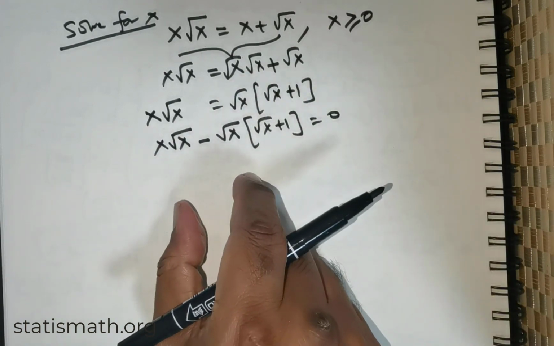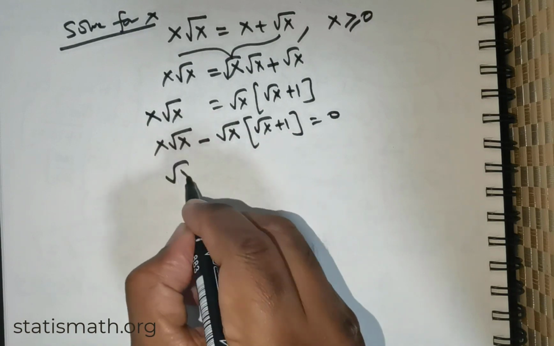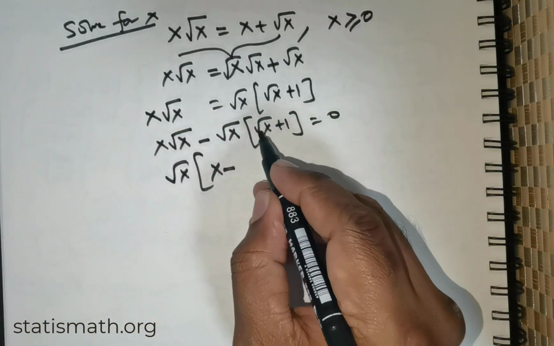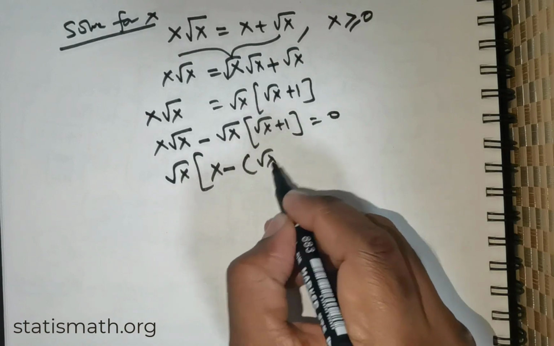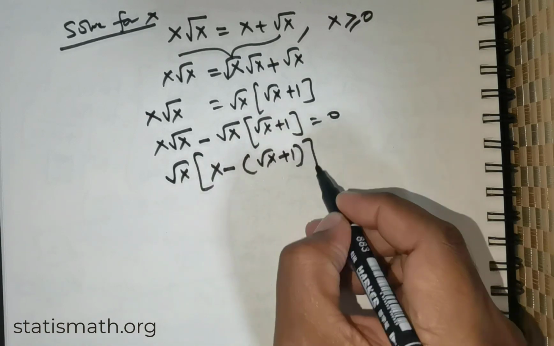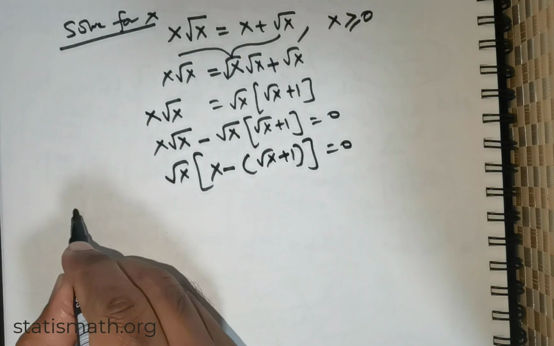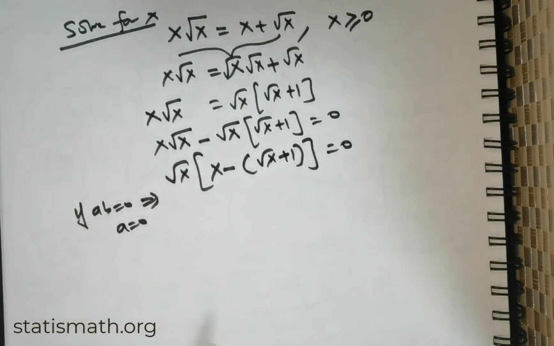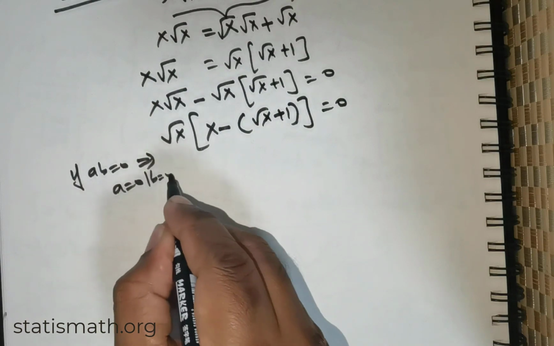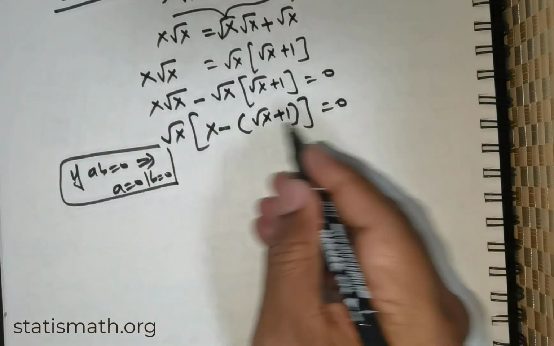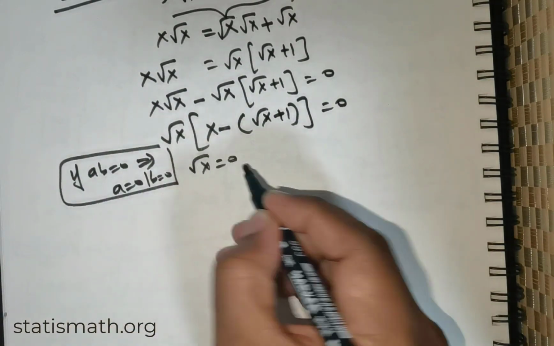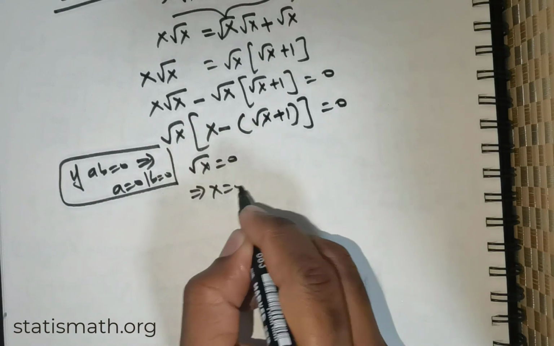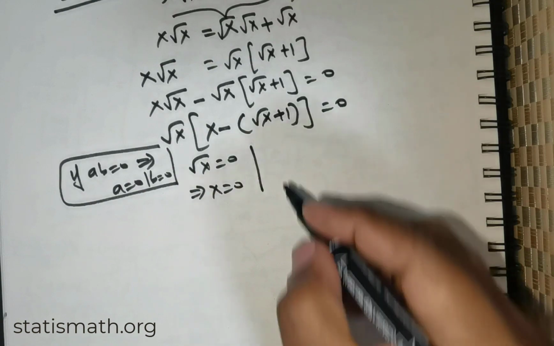So now I wish to take root of x as a common factor. If I were to do that, I would get root of x times x minus root of x minus 1 is equal to 0. Now clearly from algebra, if a times b is equal to 0, then this implies a is equal to 0 or b is equal to 0, right? So from here clearly I can state that root of x is equal to 0, which would clearly mean that x is equal to 0. So this is one part of the solution.